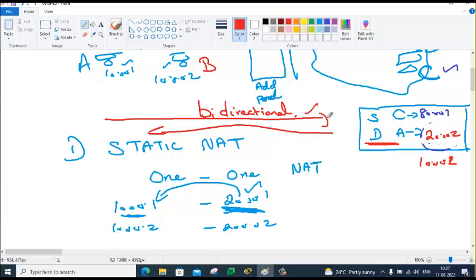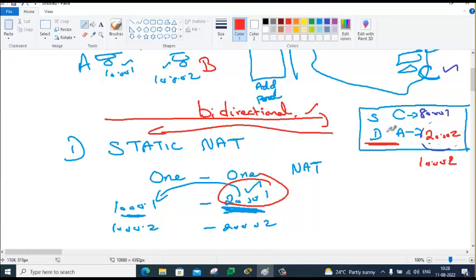Static NAT is bidirectional. If someone wants to talk from outside to inside, you can talk because you got a dedicated address. For each inside address, there is a dedicated outside address, meaning a dedicated public address. So you can just send the packet to the public address, and the public address is going to send it to inside. This is one-to-one NAT. Static NAT is one-to-one.